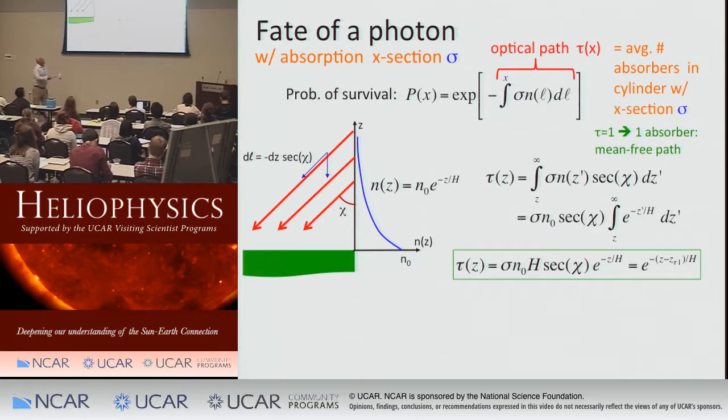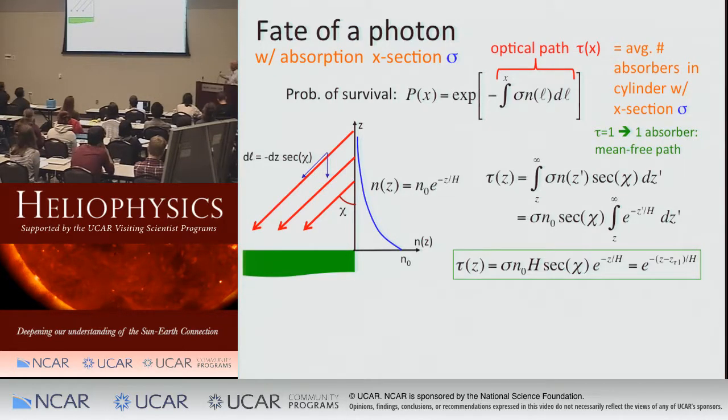And what I'm going to do is I have this thing in front that's basically sigma n naught h and a secant of chi. I'm going to take the logarithm of that, basically turn it into z minus z tau 1. I've forgotten what they use in the textbook for this, but that just reminds me, this is the place that this integral would be equal to 1. Right? The place where my probability of survival is e to the minus 1.